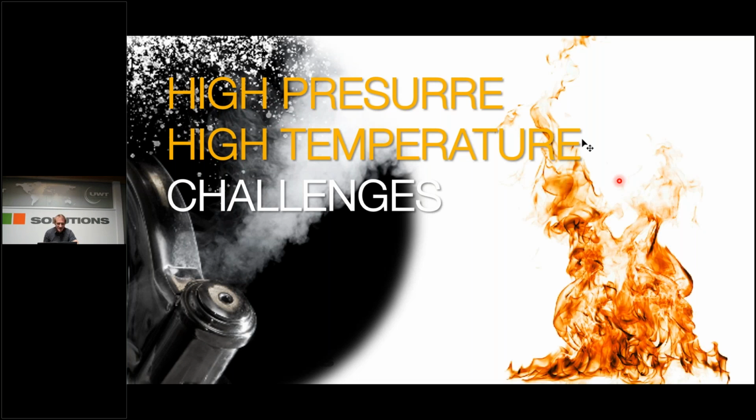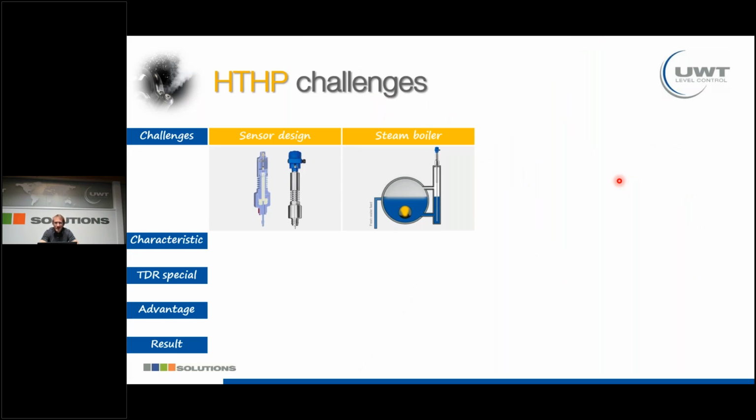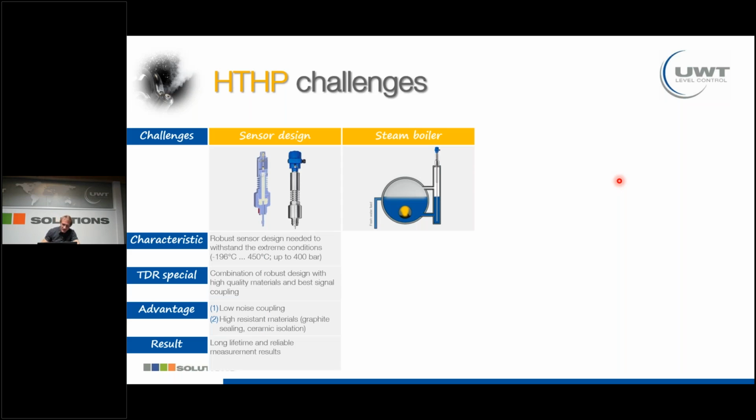Last point, high temperature, high pressure challenges. So here also TDR sensors are made for these. These are very robust sensors. The sensor design is really robust, and when you lift such a sensor, it's very heavy because of this design. So with TDR sensors, you can measure in the most extreme applications, with the temperature range and also with high pressure up to 400 bar.